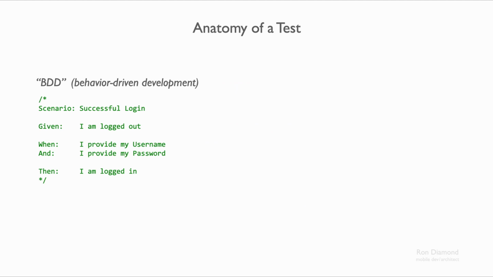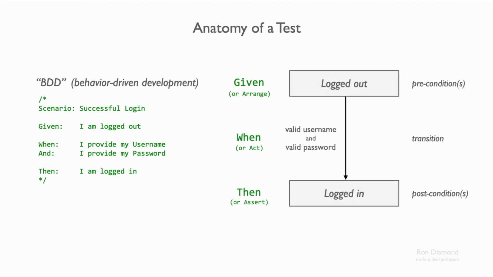Let's break down how that happens. So here's our scenario on the left, and the right is what developers might recognize as a state machine, a finite state machine. We start with a precondition, that's our given. Then we do a transition, say in this case by providing a valid username and password. Then we expect a certain set of post conditions, namely that we become logged in. And our keywords are given, when, and then.